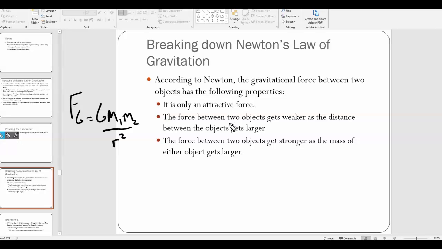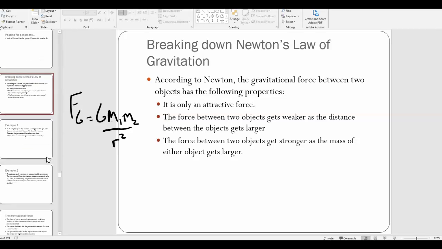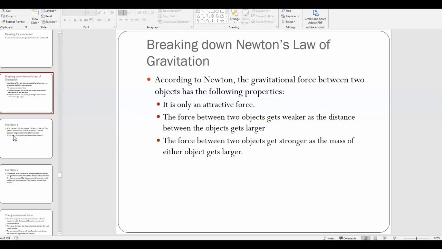And then finally, the force between two objects gets stronger as the mass of either object gets larger. Again, that's self-evident from the equation. If you make m1 or m2 bigger, you multiply by a bigger number, so you get a bigger force. Keeping those in mind, let's do some examples with calculations.